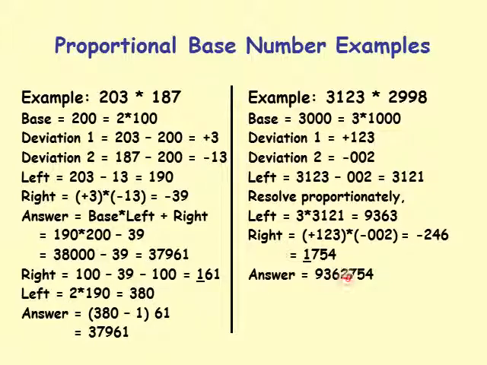Answer is 9362754. So 3123 times 2998 is 9362754. The only multiplications we did were small ones. On the right, 123 times minus 002 is easy: 123 times 2 is 246, with a negative sign. And on the left we did this subtraction, 3123 minus 002. So we were able to compute this multiplication with just small multiplications.